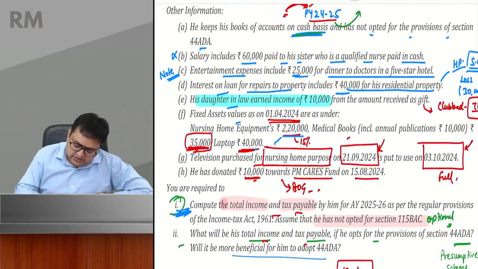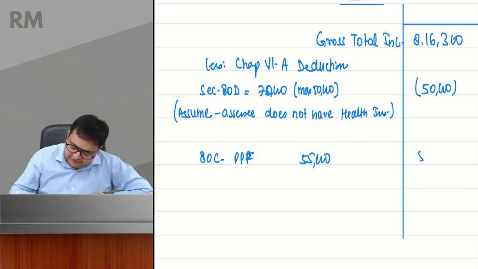Okay. A point, no deduction, salary, entertainment expenses, interest on loan, daughter, fixed assets, television, no. Then donation, 80G we will get. So we don't have any other ATC. So 55,000 will get in ATC.